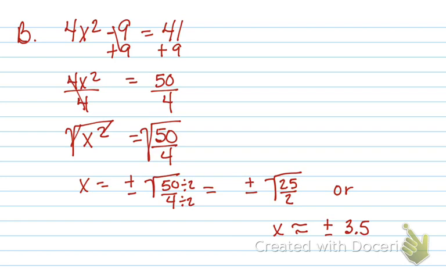I know that's not a perfect square. 25 is not a perfect square and 2 is not a perfect square. I have to have them both be a perfect square in order to simplify it down further as just a fraction. So I could leave it as plus or minus the square root of 25 over 2, or again, this is an irrational root, approximately 3.5. And remember, it's a plus or minus.